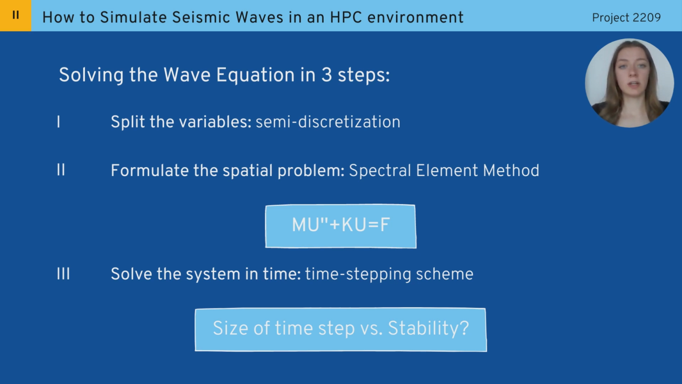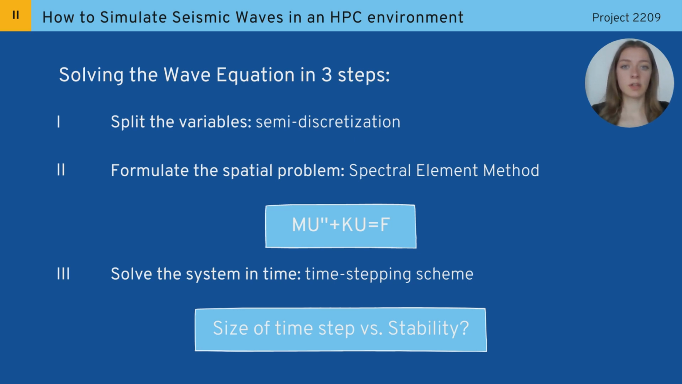Step 1 is to split the variables. Earth is 3-dimensional, and of course time adds an extra dimension. This means that we have a 4-dimensional problem, which is a little bit complicated. For this reason, we will separate space and time, and this is called semi-discretization. The second step is to formulate the 3-dimensional spatial problem.